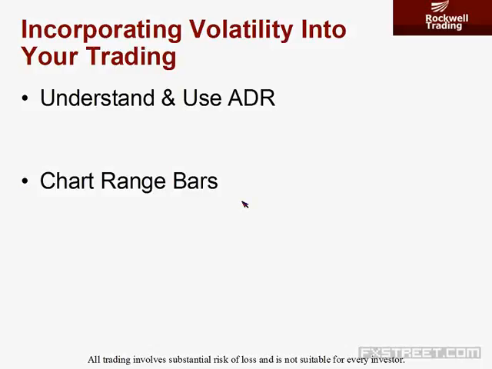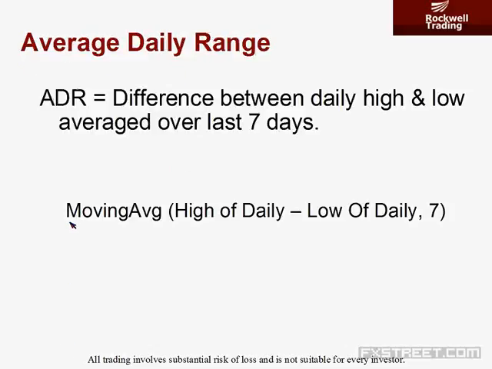This is actually an article that I had published in Technical Analysis of Stocks and Commodities. I think that goes back 2 years now. But that's what we're going to talk about in more detail here in today's session. So, what is the average daily range? And I will use the average daily range and the acronym ADR interchangeably during the webinar. But the average daily range is simply the difference between the daily high and daily low averaged over the last 7 days. So basically, it's just the moving average of that difference over a 7-day period.